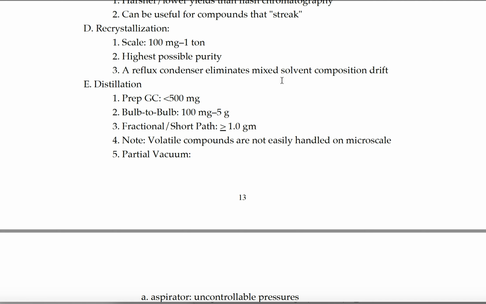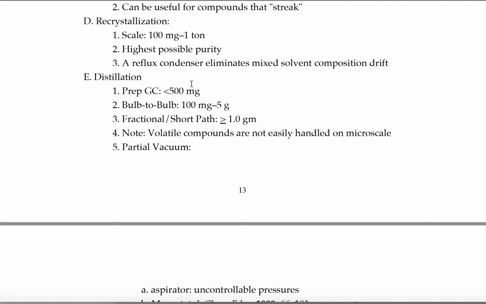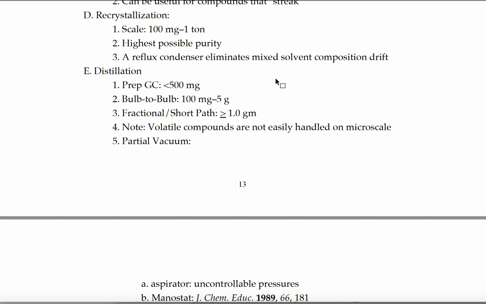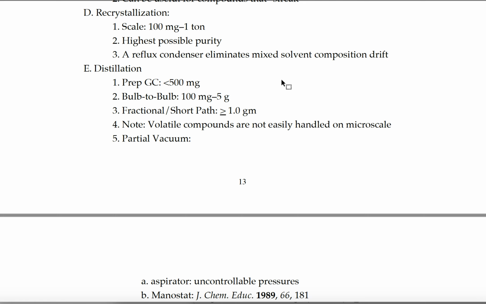Distillation below 500 milligrams, people can do it. I would go to Prep GC, but there's not one in our building, and I'm guessing we're probably never going to get one, and it's a shame because it really is useful for grabbing usable quantities of volatile compounds.